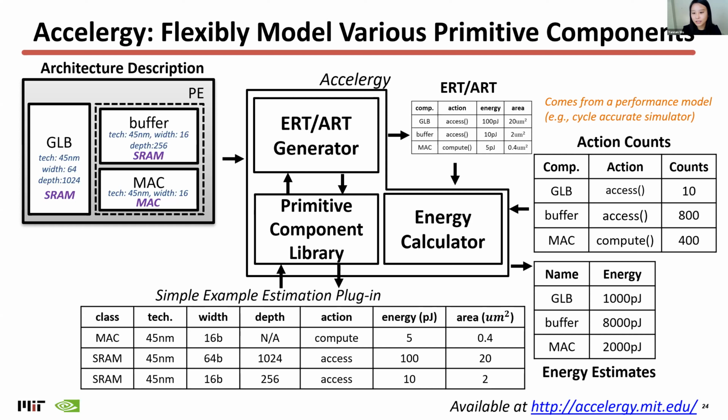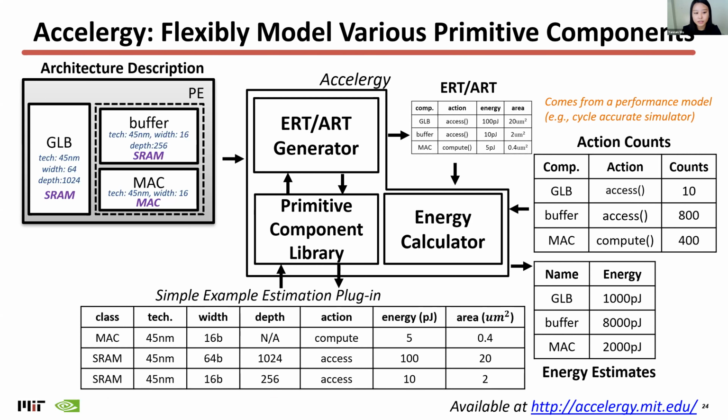As you can see here, if we run a different workload on the same architecture, we do not need to regenerate the energy reference table, as the components in the architecture didn't change. We only need to rerun the simulation to have different action counts. So this two-step process also reduces some overhead related to the ERT and ART generation.